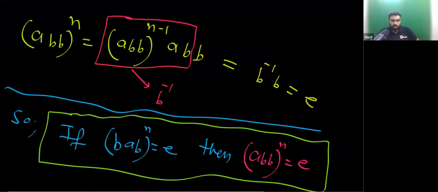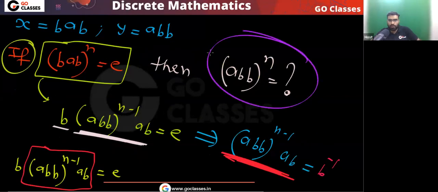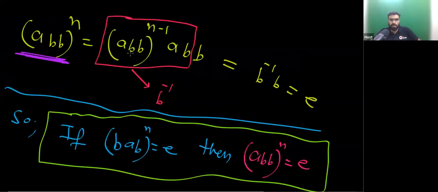Now you ask what is (ABB)^n, because we want to find that. I can write (ABB)^n like this: (ABB)^(n-1) ABB. Then this is B inverse, and B inverse B is equal to E. So we have proven that if (BAB)^n is E, then (ABB)^n is also E.